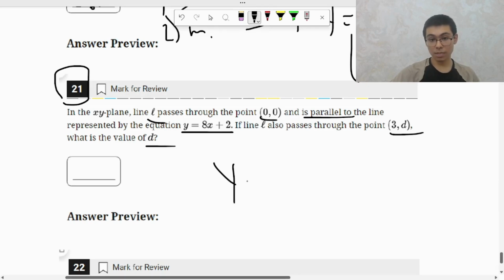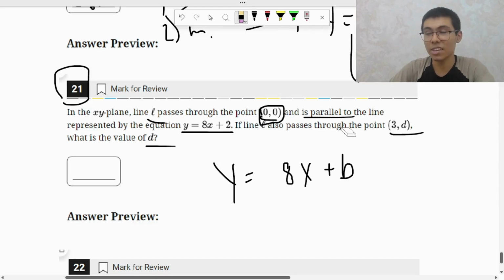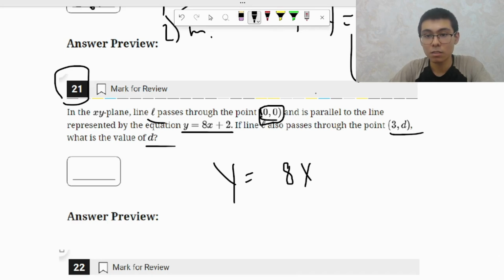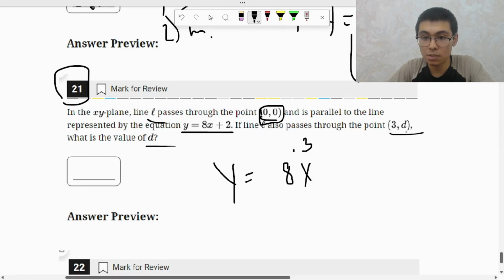So in this case, we know that the equation of line L is going to be y equals 8x plus b. And they're also mentioning that when x equals 0, y is 0. So we have a y-intercept and it's going to equal 0, which means almost nothing, right? So we gotta put 3 instead of x to find d, and this will equal 24. And the answer is 24.